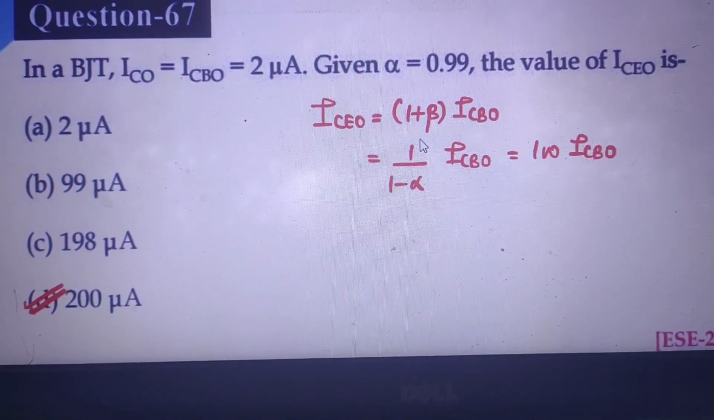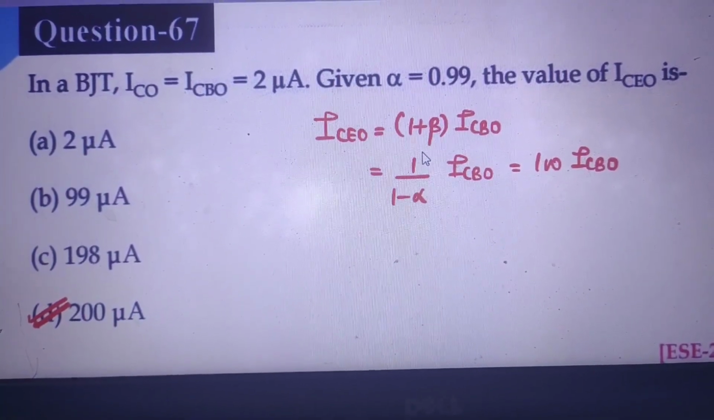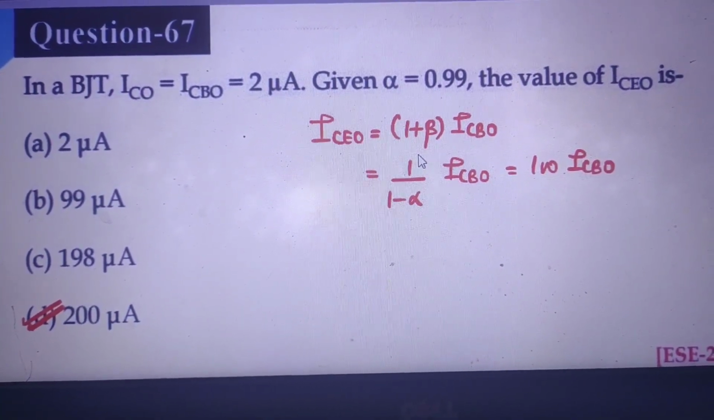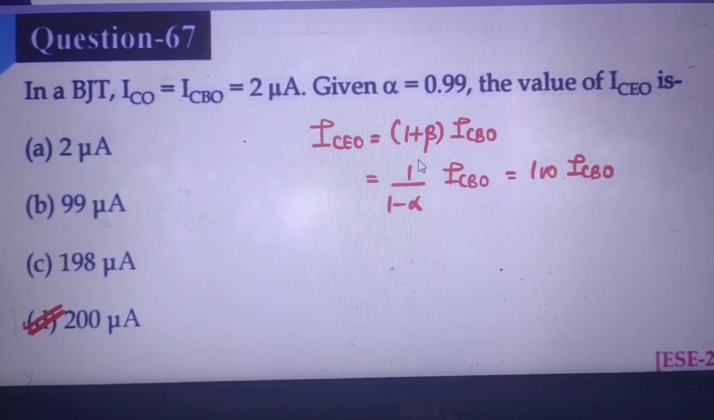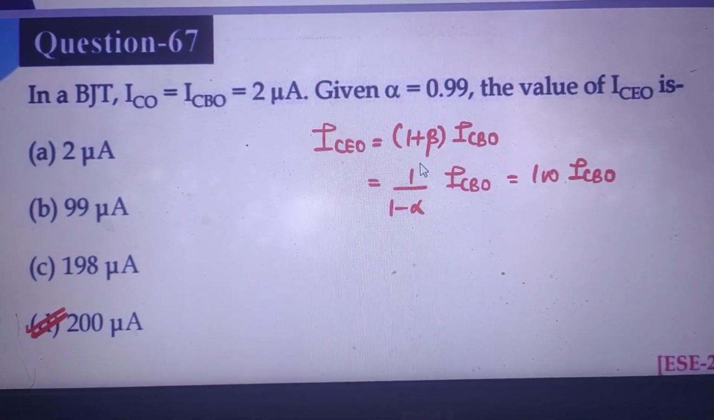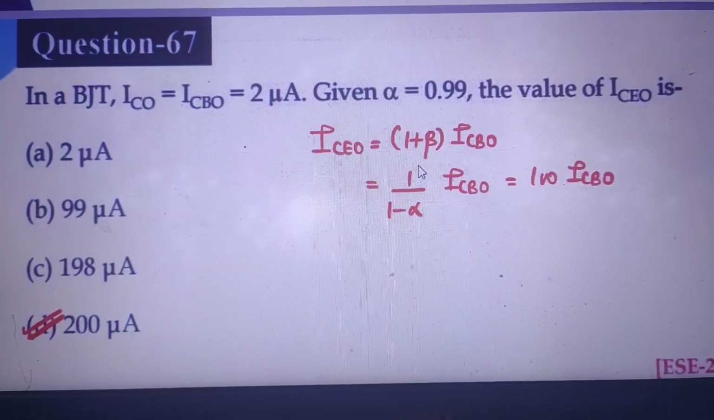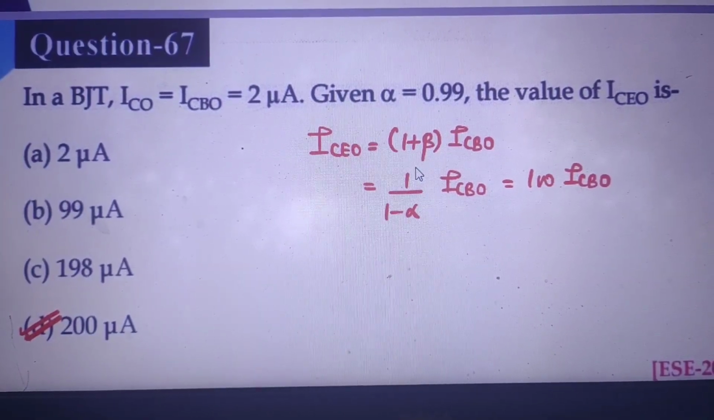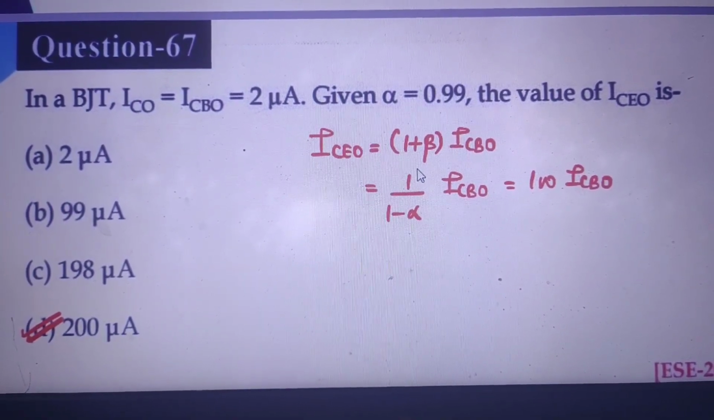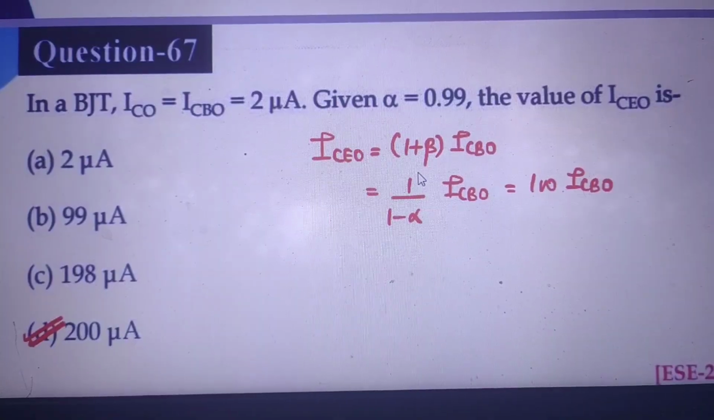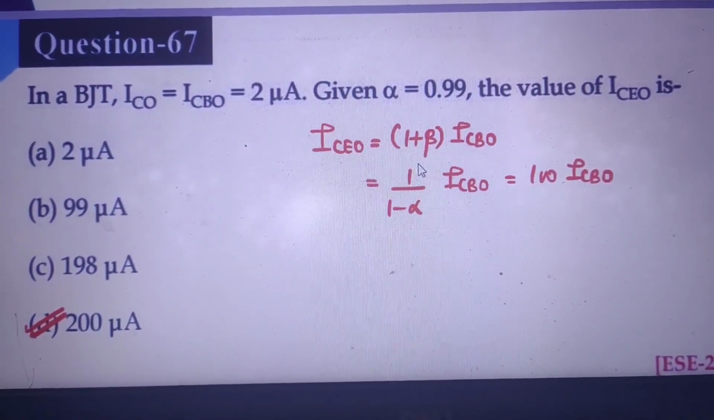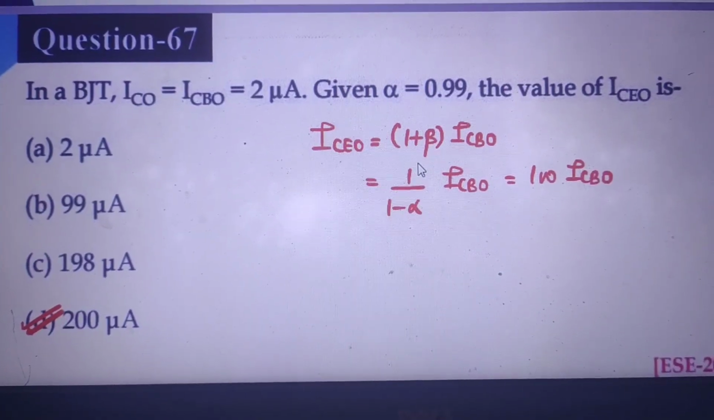In BJT, ICO, that is ICBO, is equal to 2 microamperes and alpha is given as 0.99. He is asking about the value of ICEO. ICEO is equal to 1 plus beta times ICBO. Beta comes on the right hand side. You will get the answer as 200 microampere.